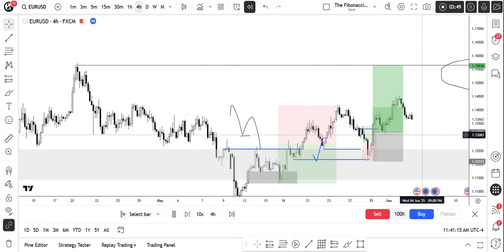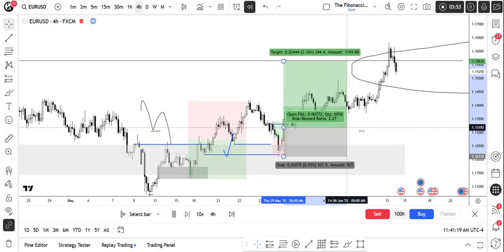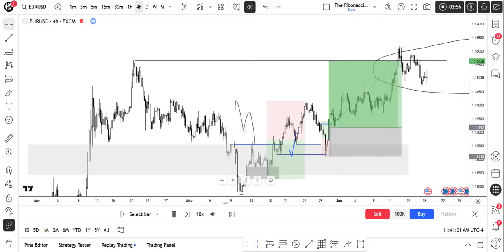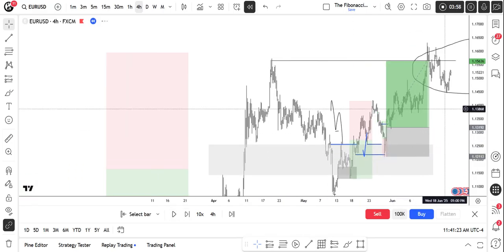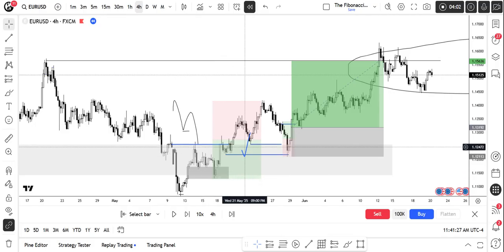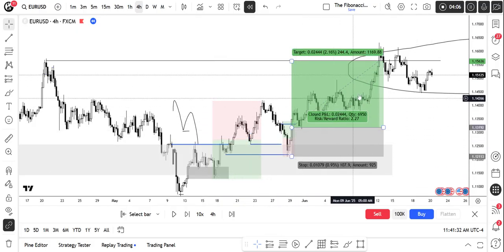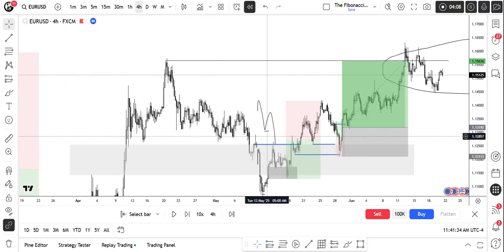So here is the example. There was a little bit of consolidation, but at the end we have taken out the high, and this is how it works. And we should always be looking for clean entries. For example, here a liquidity sweep happened, and after that we got a clear big move. So this is an example of how the CISD works.